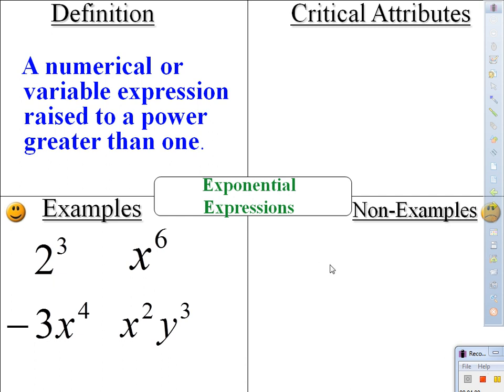Pretty simple? Yes, Mr. Q. Non-examples: 2 cubed equals x, ab squared equals 12, and negative 3 plus x. The first 2 non-examples should be obvious. Tell your neighbor why the first 2 are not exponential expressions. They're equations. However, look at this last non-example. Tell your neighbor why this one is not.